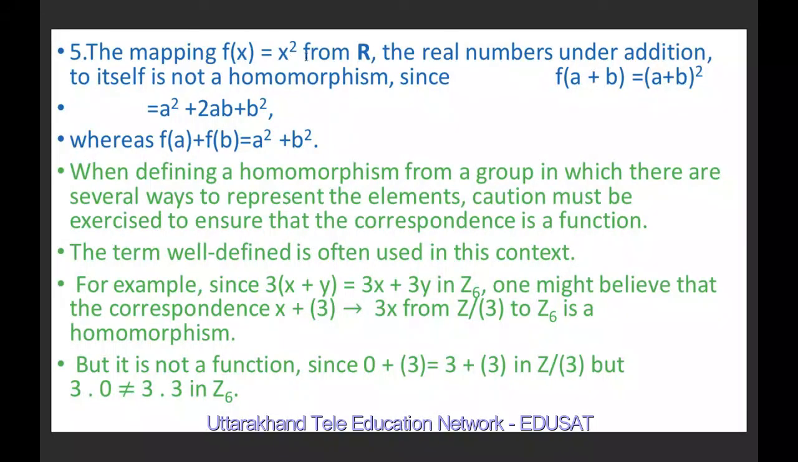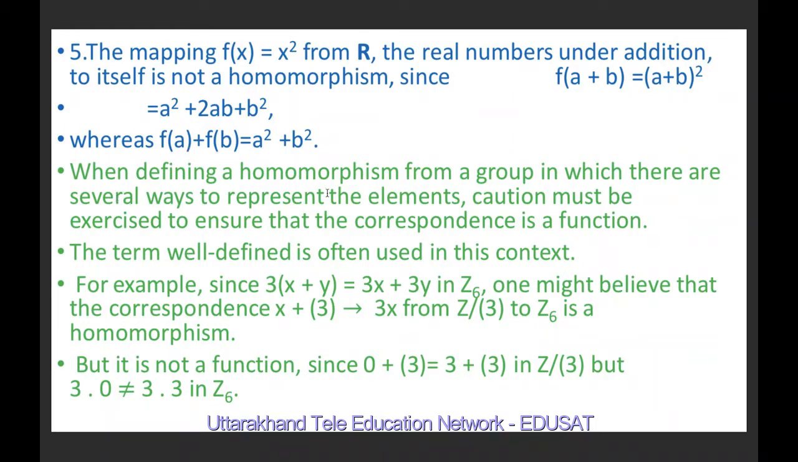The mapping f(x) = x² from R, the set of real numbers under addition, to itself is not a homomorphism. Because f(a+b) is (a+b)², and (a+b)² is a² + 2ab + b². But f(a) is equal to a², f(b) is equal to b², so f(a) + f(b) is a² + b². So a² + 2ab + b² is not equal to a² + b², and hence f(a+b) is not equal to f(a) + f(b).